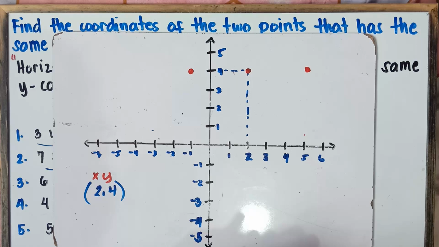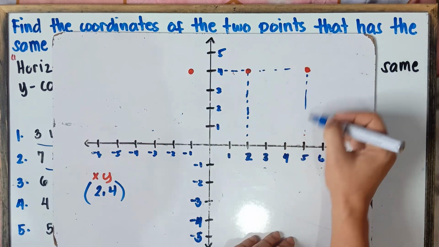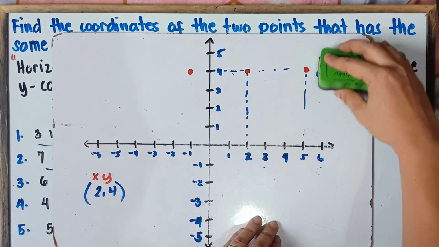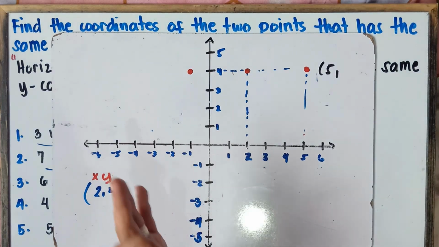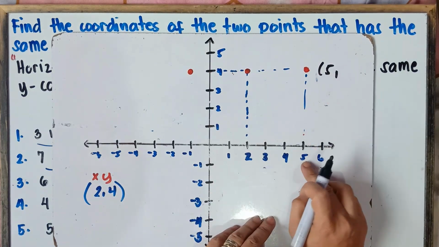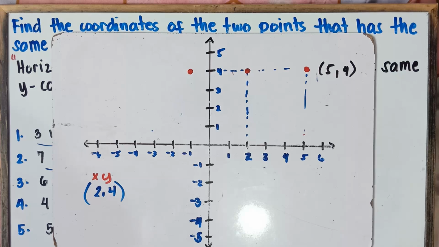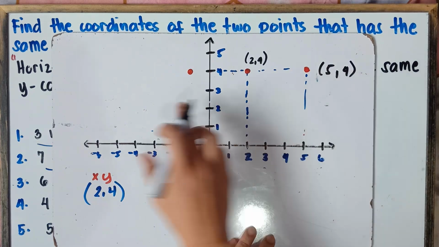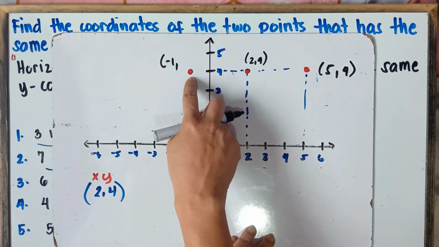Now, for our first point, how would you plot this, class? The x value is positive 5. Once again, x comes first before y. So the x value is positive 5, and then y is 4. You will have the same value for the y value. This is (2, 4), so that would be (5, 4). The other one, we have an x value of -1, and then the y value, of course, is positive 4.